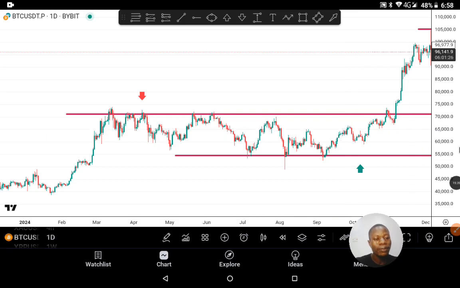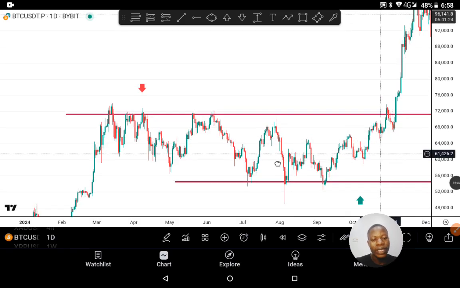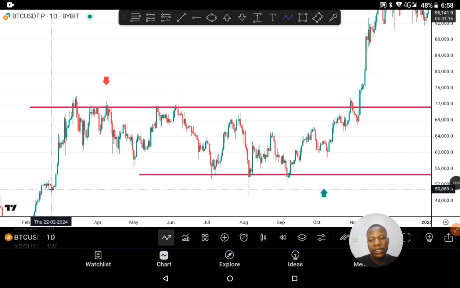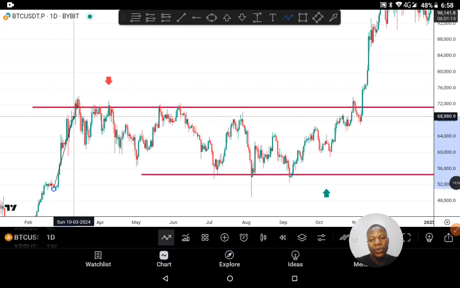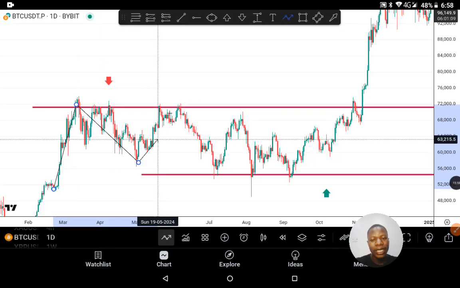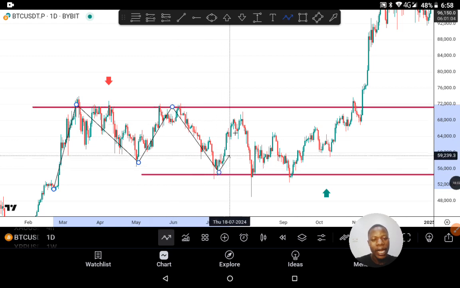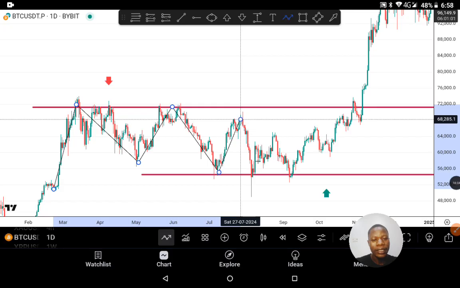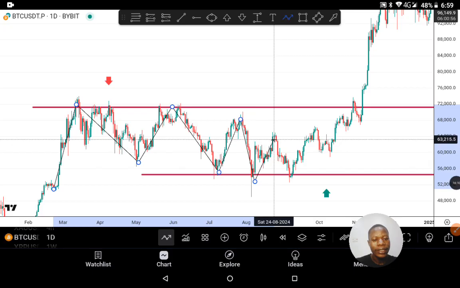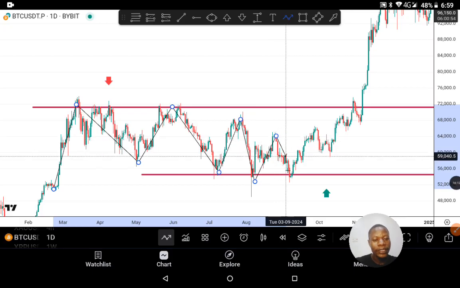So what are the structures the market created in between on the daily time frame? Let me just draw it out. From this, we have a swing high, swing low, another swing high, we have a lower low, another swing high, lower high, we have a lower low, we have a lower high, and at this point, instead of giving us a lower low, it's giving us an equal low.